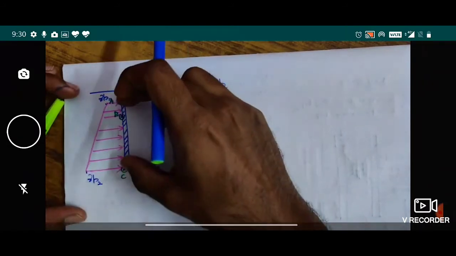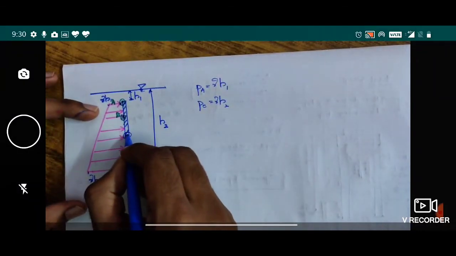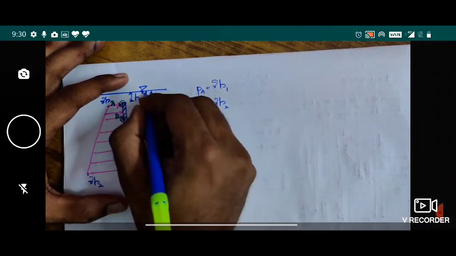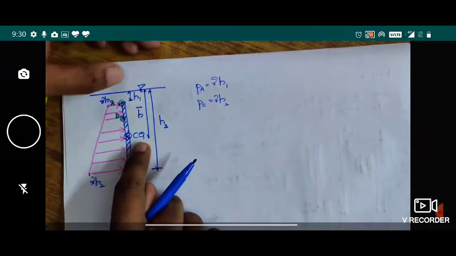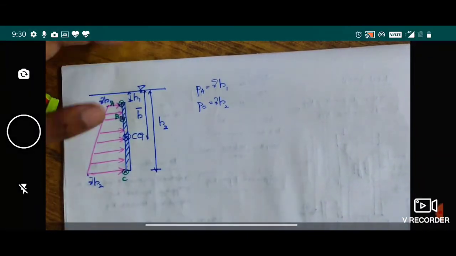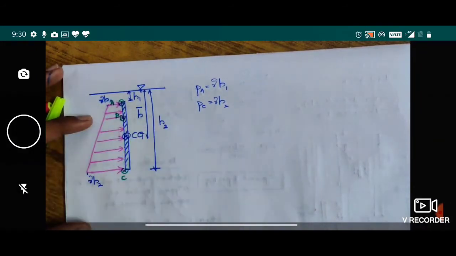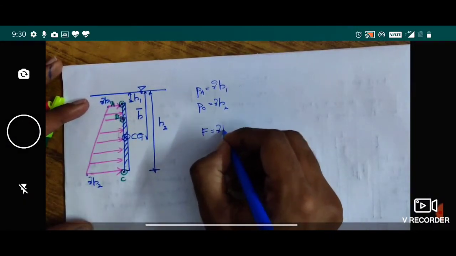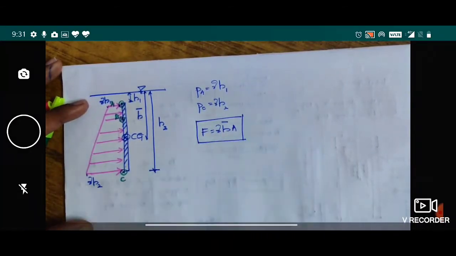Now here also, if you assume that this plane is a symmetrical plane, the center of gravity will be at the center point. So we know that the center of gravity will be at a depth of h bar from the free liquid surface. Here also the pressures at different points are different. So to find the total pressure, you can use the same equation, gamma into h bar into A.